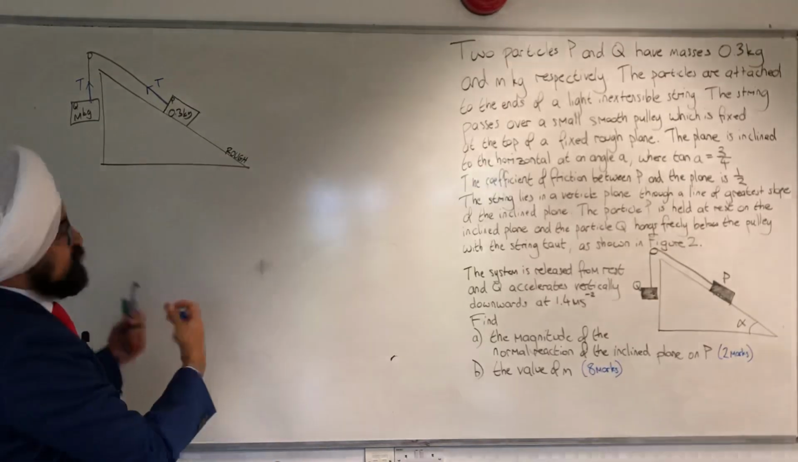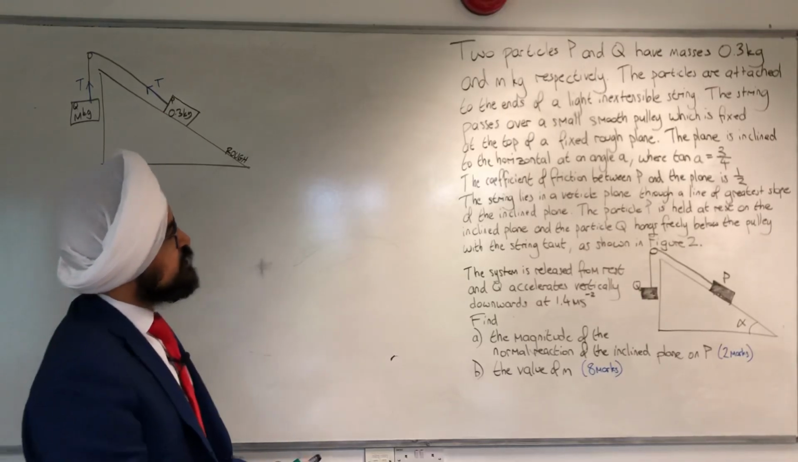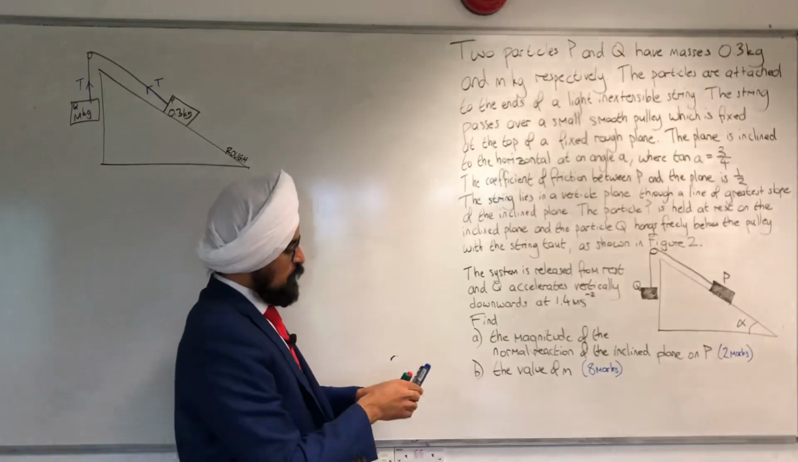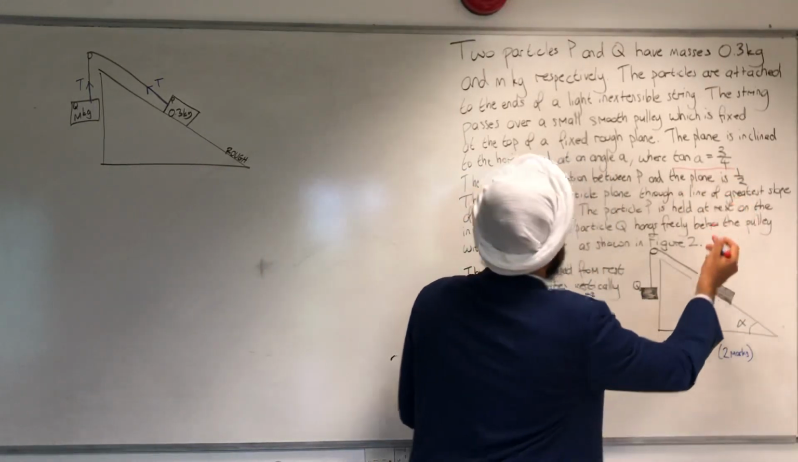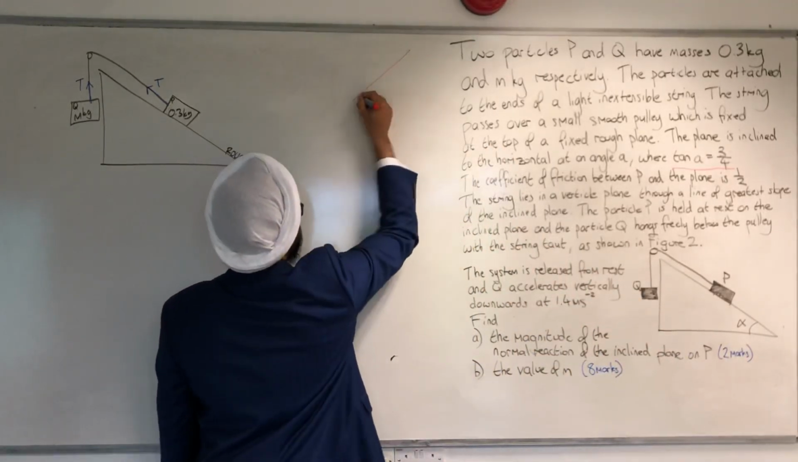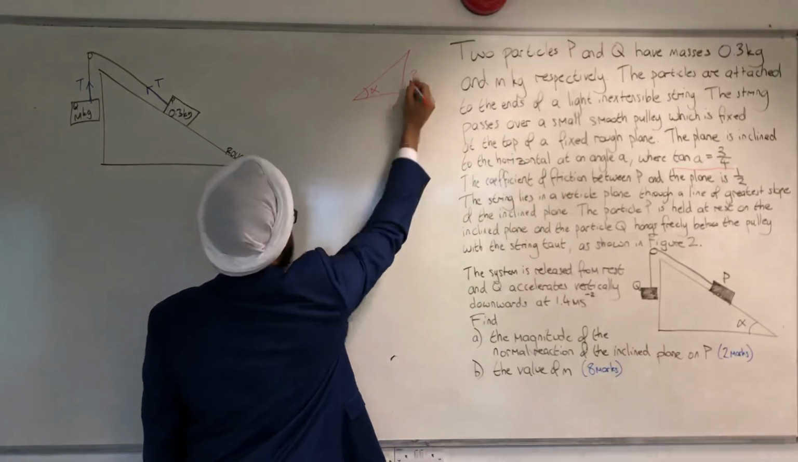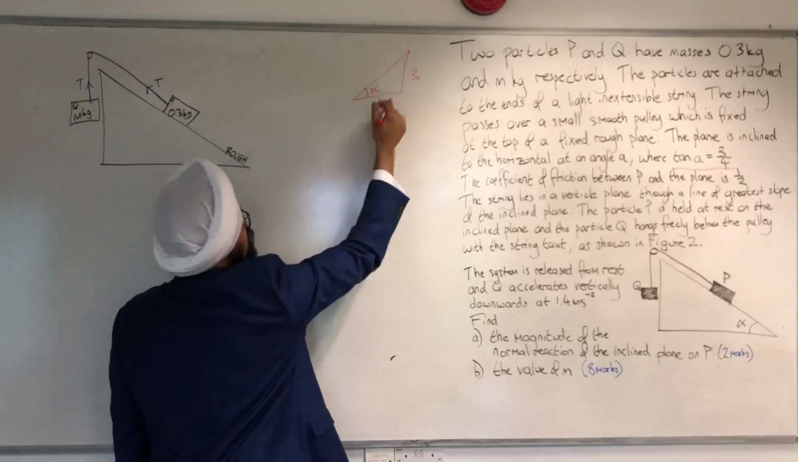You don't know which way this system is moving at the moment, so let's read it further. The plane is inclined to the horizontal at angle alpha, where tan alpha is 3/4. Now, as soon as you see this in a question, my advice is draw a triangle, okay? And you've got alpha, opposite is 3, adjacent is 4. You should know that a Pythagorean triple will give you 3, 4, 5.